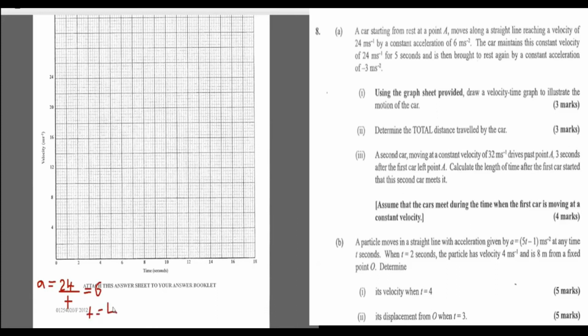If t equals 4, that means that when the time is 4, this is when the velocity is 24. All right, then it says the car maintains this constant velocity for 5 seconds. So for 5 seconds, that means it goes straight to 9 seconds. Then what happened next? It says it is then brought back to rest by a constant acceleration of -3 meters per second squared. So the car decelerates then.